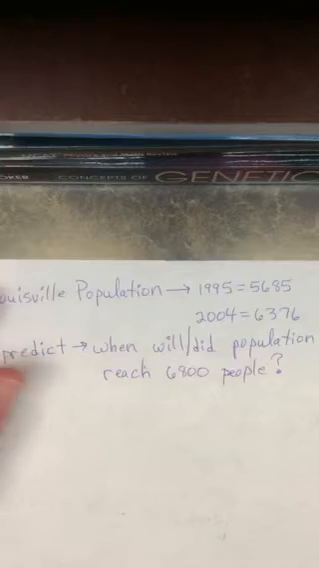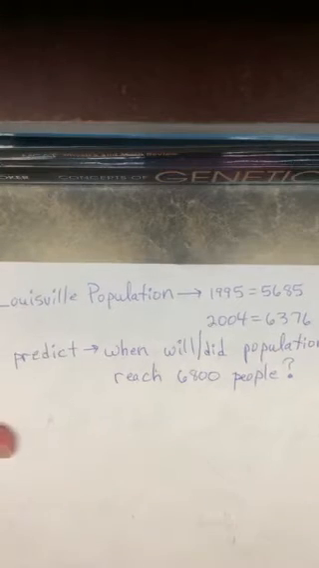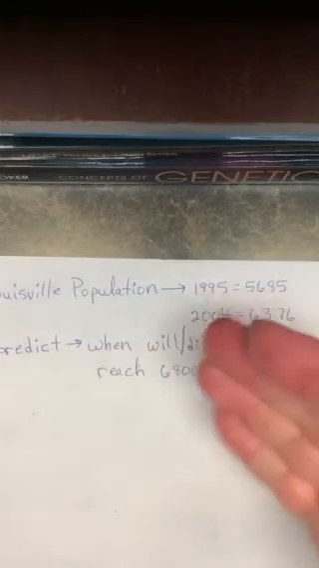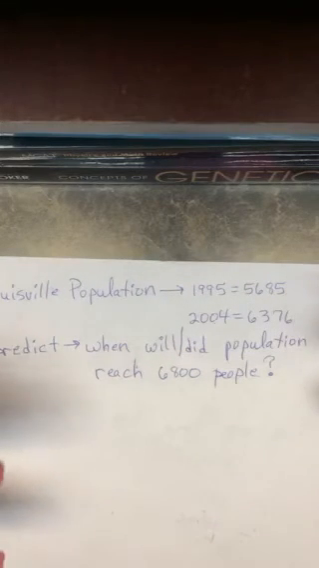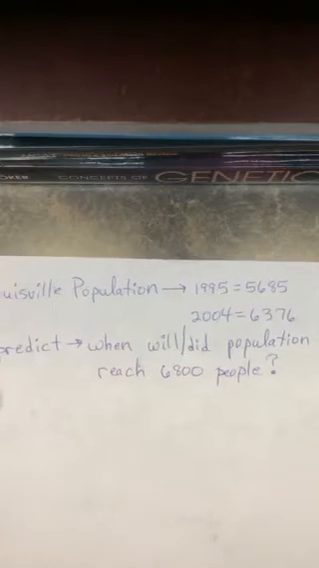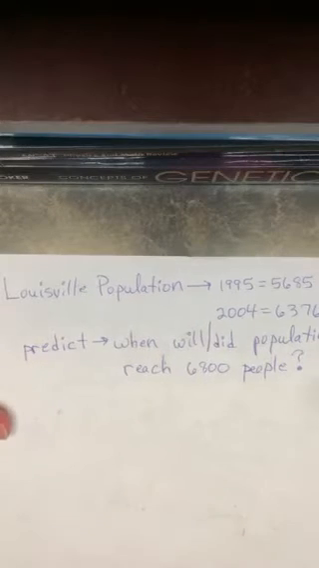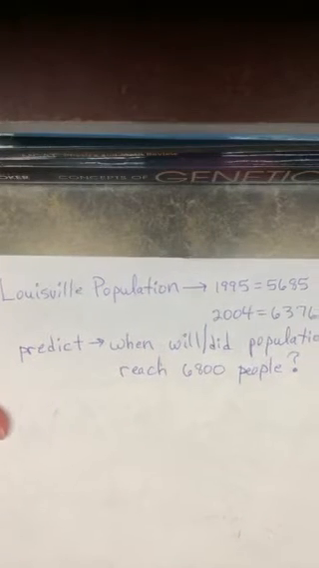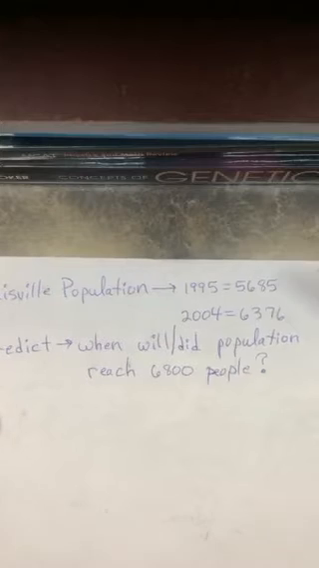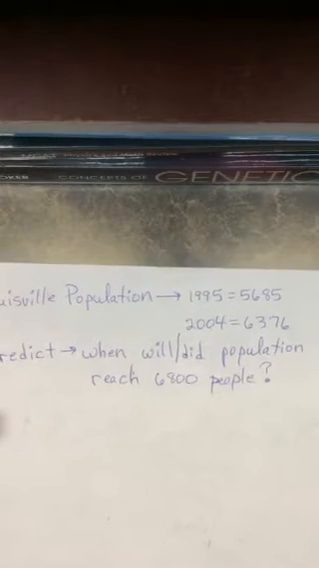That's why you see a lot of this stuff used in statistics with exponential growth and decay, right? Because we're trying to predict an outcome of an experiment. When's this going to happen? Okay, so statistically speaking, if you studied these statistics, when will the population reach 6,800 people? So make sure you got that problem written in your notes.